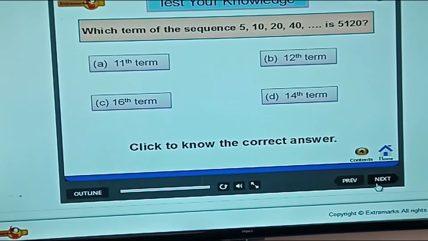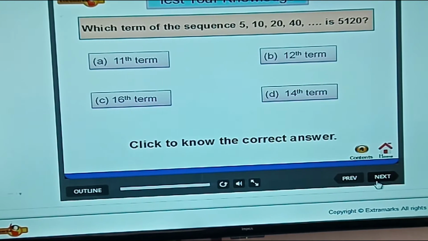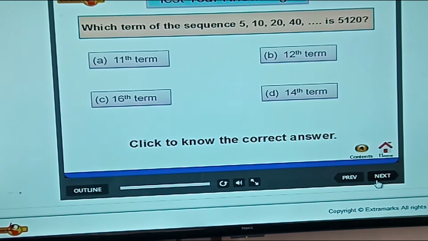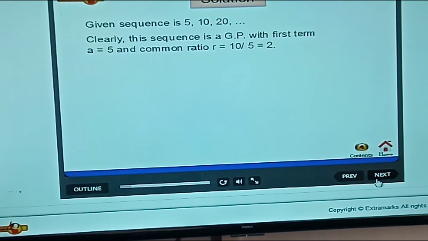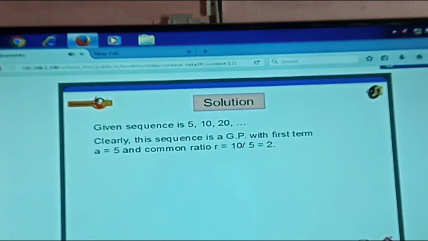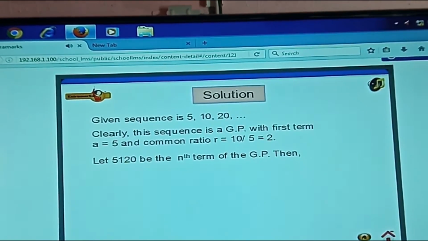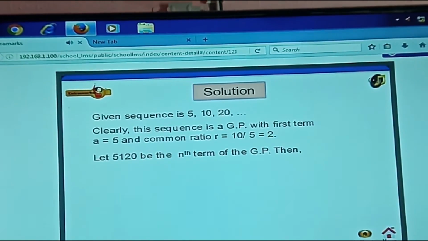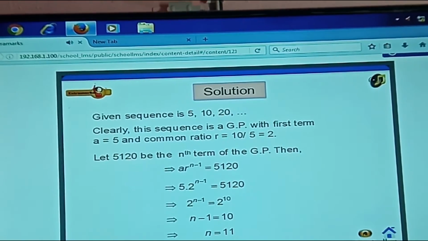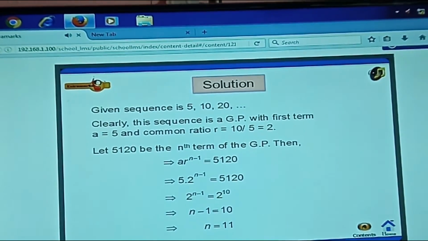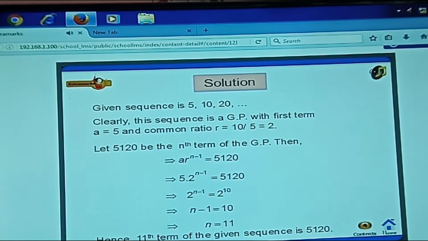Let us find the correct answer for the given question. Here the first term of GP is 5 and the common ratio is 2. Let 5120 be the nth term of the GP. Using the general term formula, we get the value of n as 11. Hence, 11th term of the given sequence is 5120.